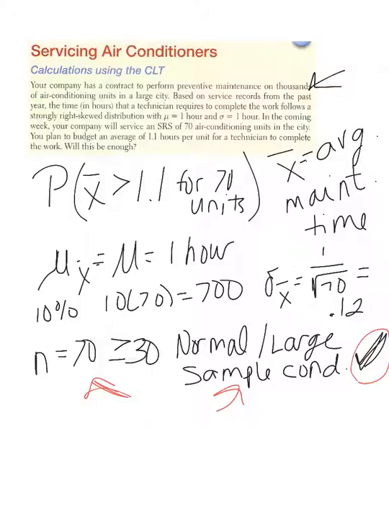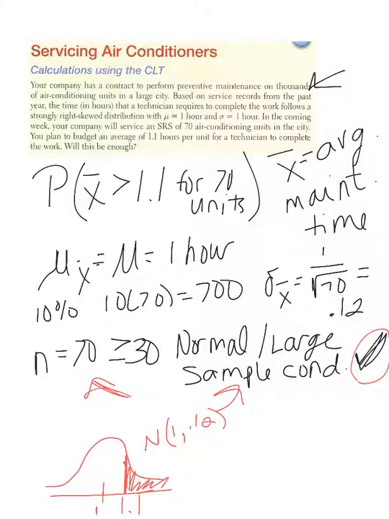So now that these normal conditions have been met, I can draw my curve. That's a terrible starter curve. It's a normal curve. I can assume it's normal with a mean of 1 and a standard deviation of 0.12. So I'm right here at 1, and I wanted to know if my probability of a sample of 70 air conditioners is going to be greater than 1.1. So about here, I want to know this probability right here.